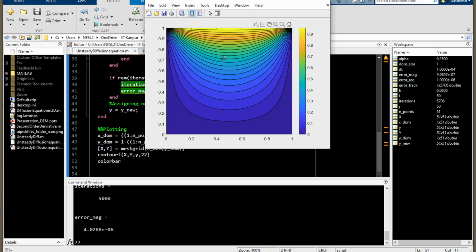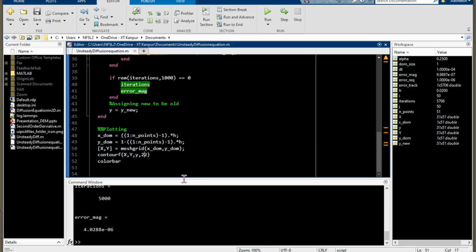What are the differences? Sometimes you want to extract some lines here. There are ways in which you can do that. You can extract lines and plot how the temperature is varying in the center line, and here at the center line how the temperature is varying. You can put it like that also. And so this is the way in which you can do the contour.